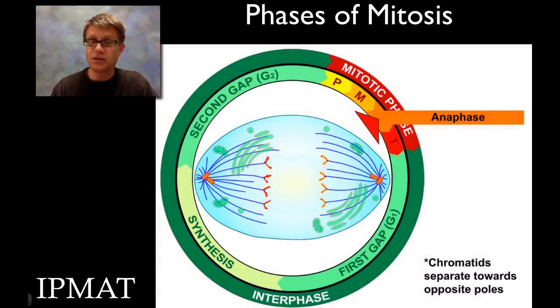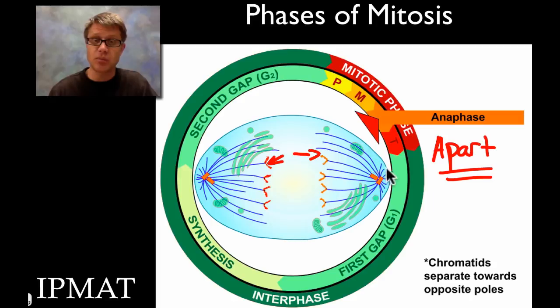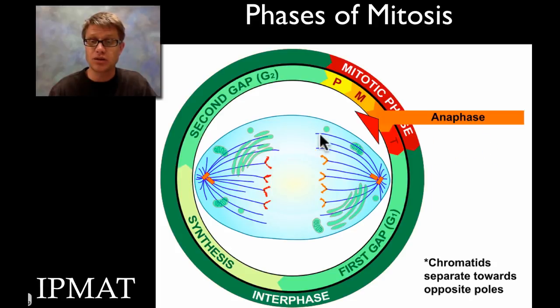Now we have anaphase, and so what happens in anaphase? Well, you can see that they've pulled apart, and so they're moving in either direction. I remember that the A in anaphase stands for moving apart. They're separating to either pole, because remember, what we have to do is make sure that each of these cells has the exact same genetic material.